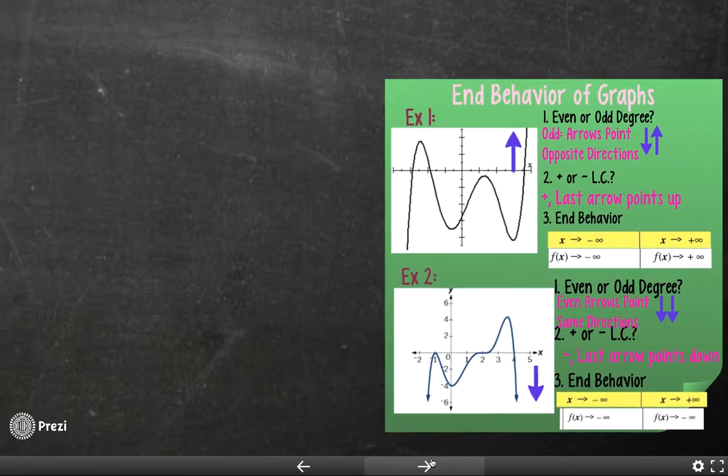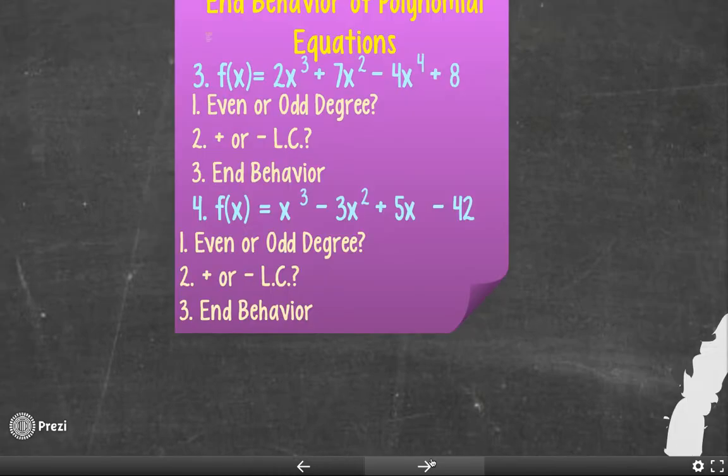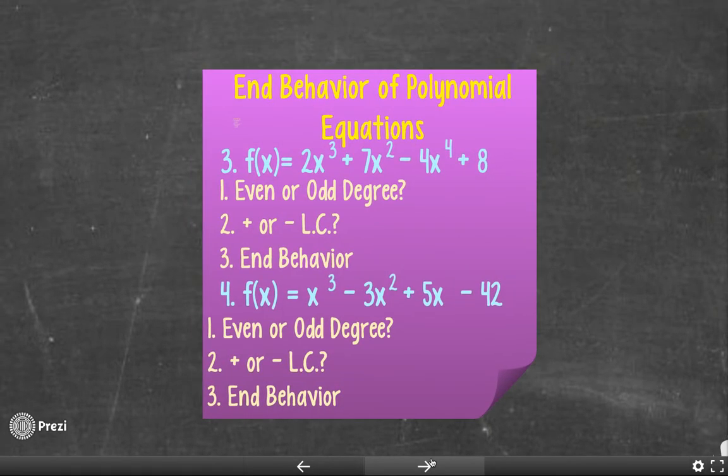Let's keep going. Now we're going to do the same thing, but without a graph this time. This time, we're solely going to look at the equation. So let's see what happens. So first of all, I want to know if this is an even or odd degree, which, to determine the degree of the polynomial, I must find my highest exponent, which I spotted right here.